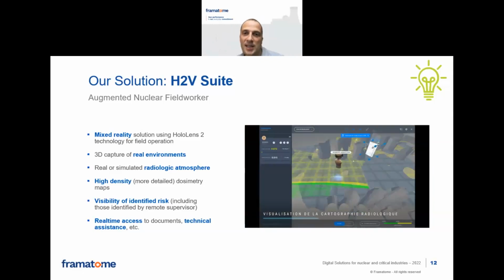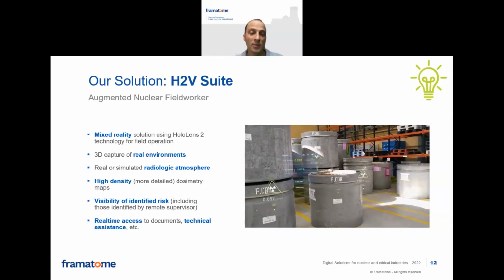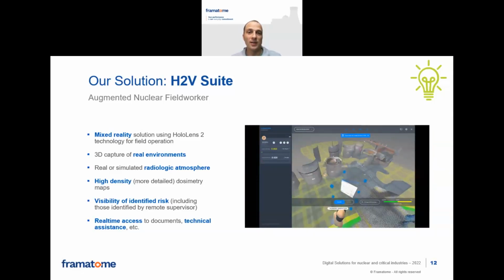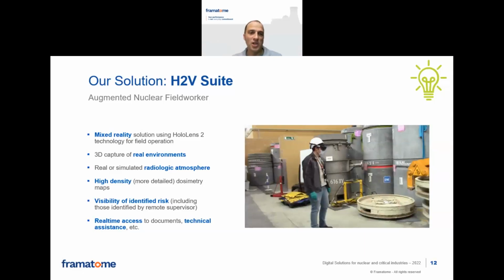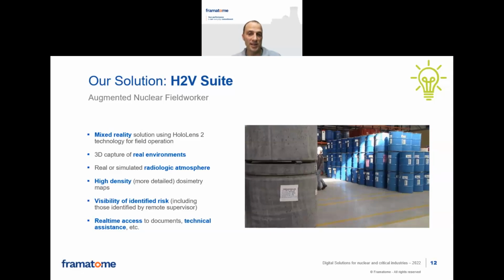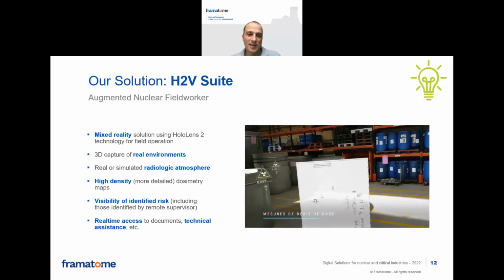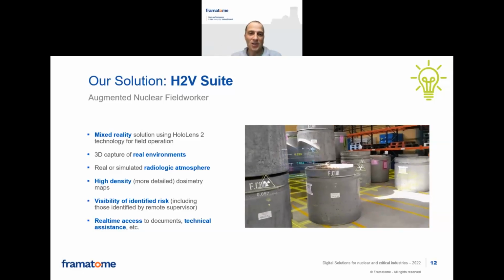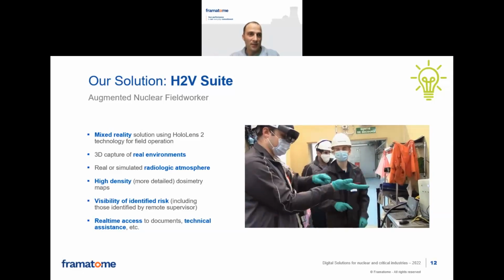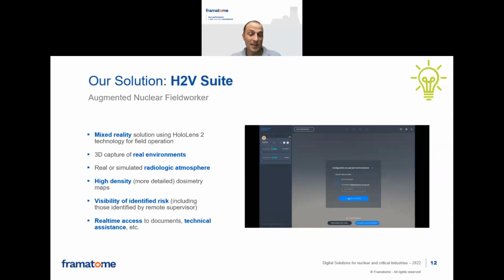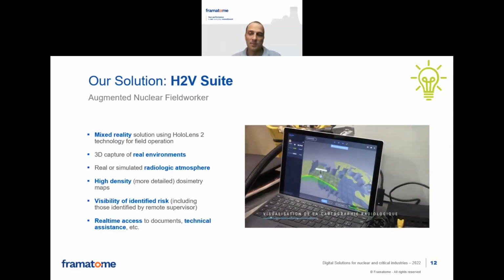With that, we can 3D capture the real working environment, and a real or simulated radiological atmosphere. Those two points are how we are drastically improving the input data. This is key. Then with this high quality data, we generate a high density dosimetry map, more detailed than the standard way to do that. Visibility of identified risk: we can bring to the team and draw attention to risks using those tags that we can put in the scene. And the supervisor can identify additional risk and push it into the scene so everybody can share the same environment and be aware of it.